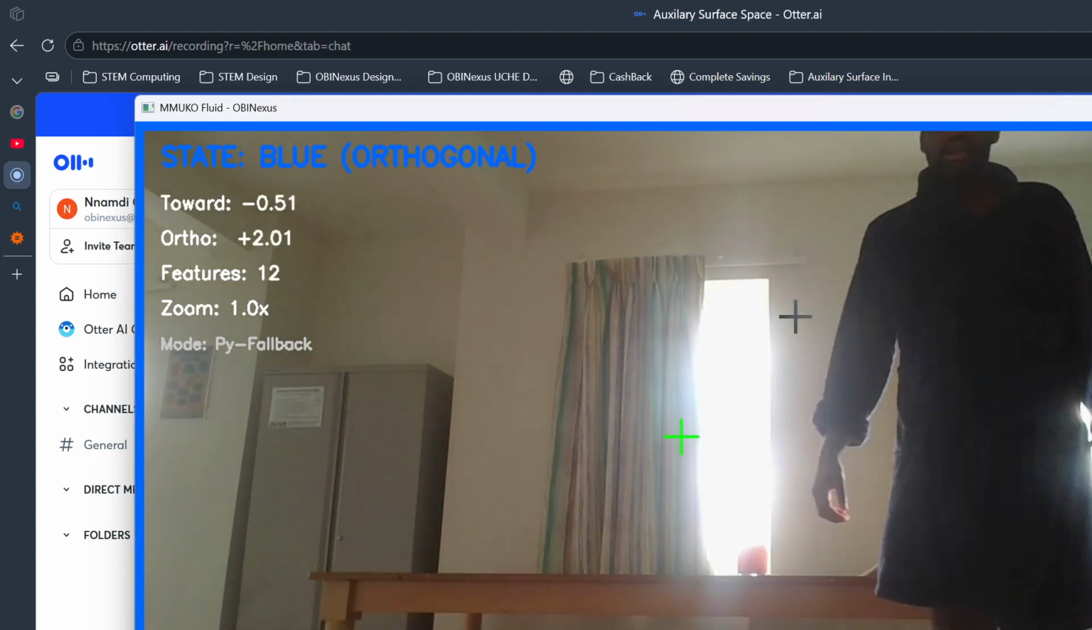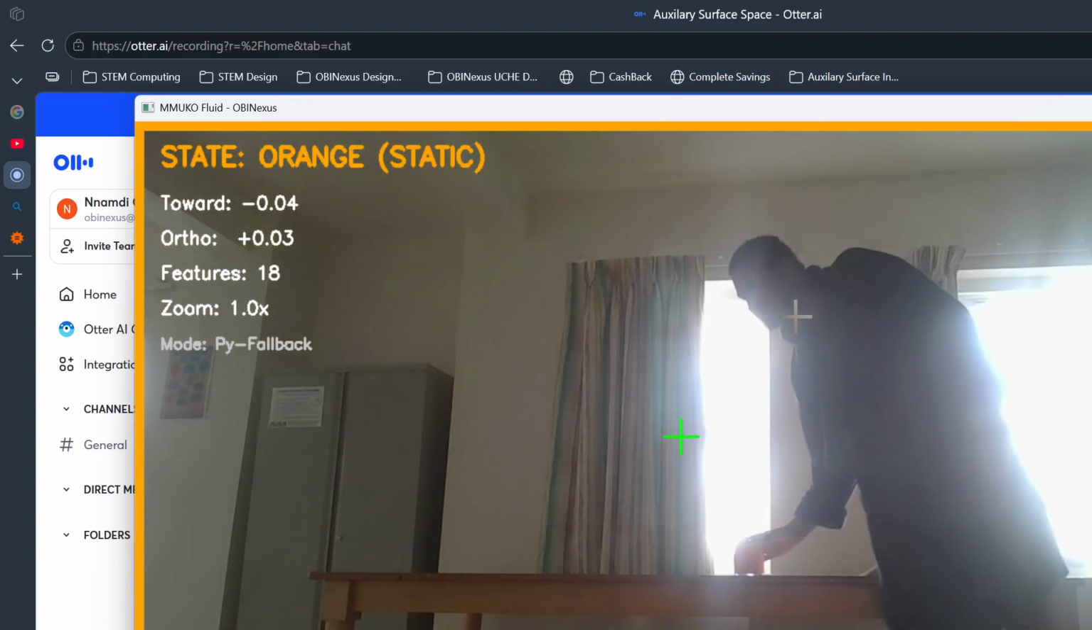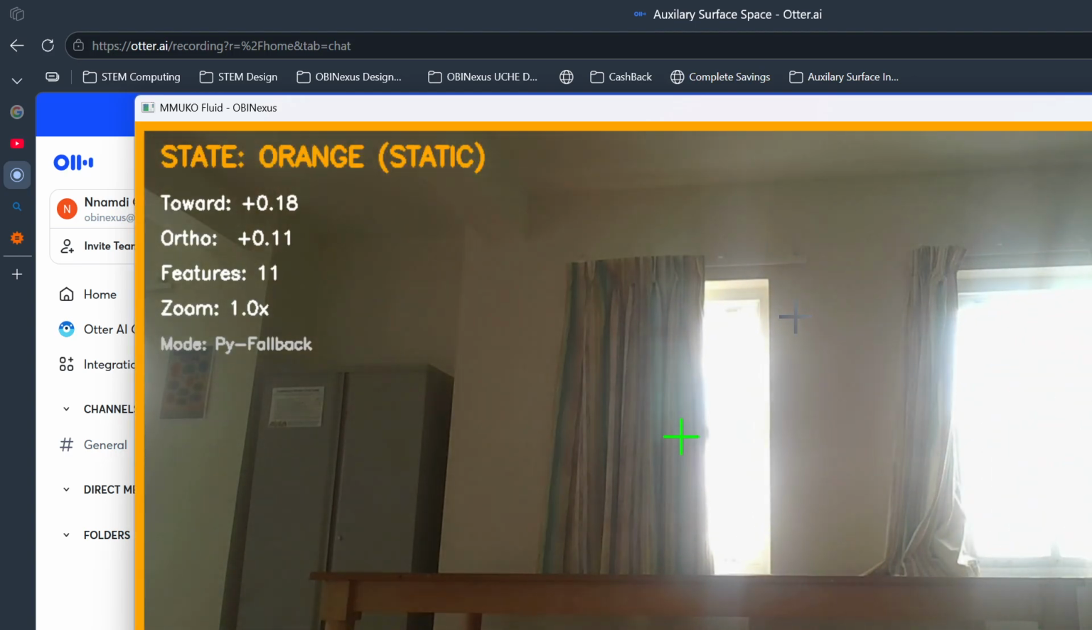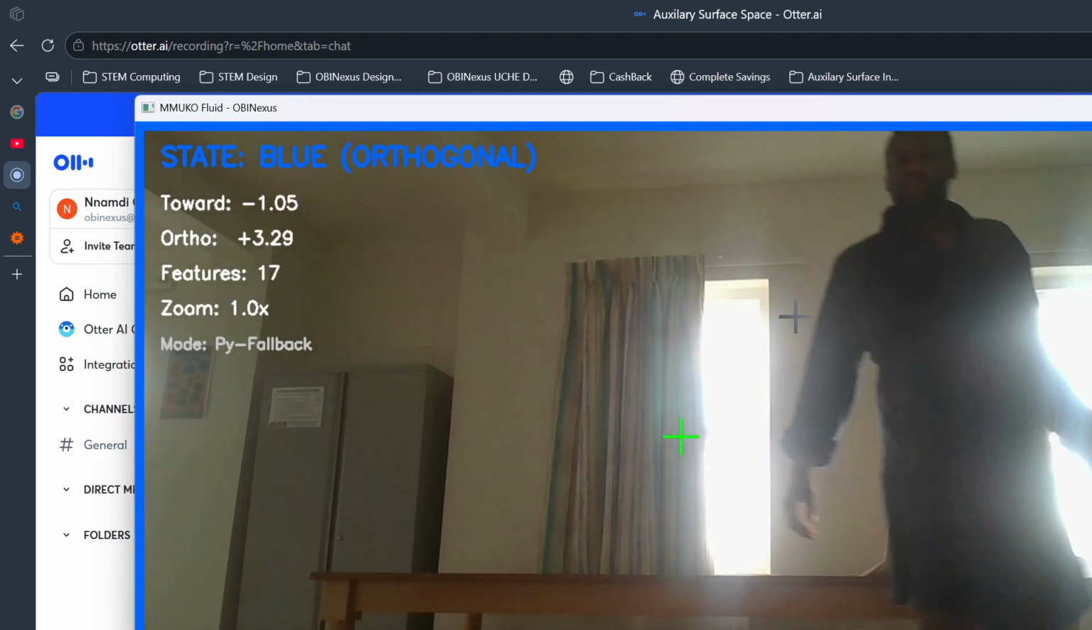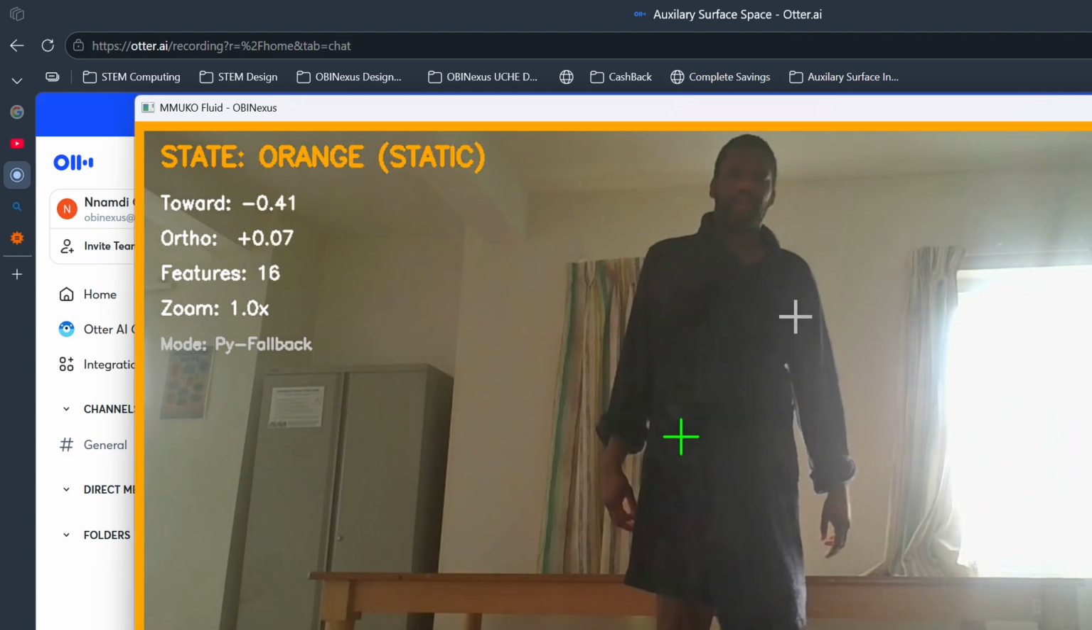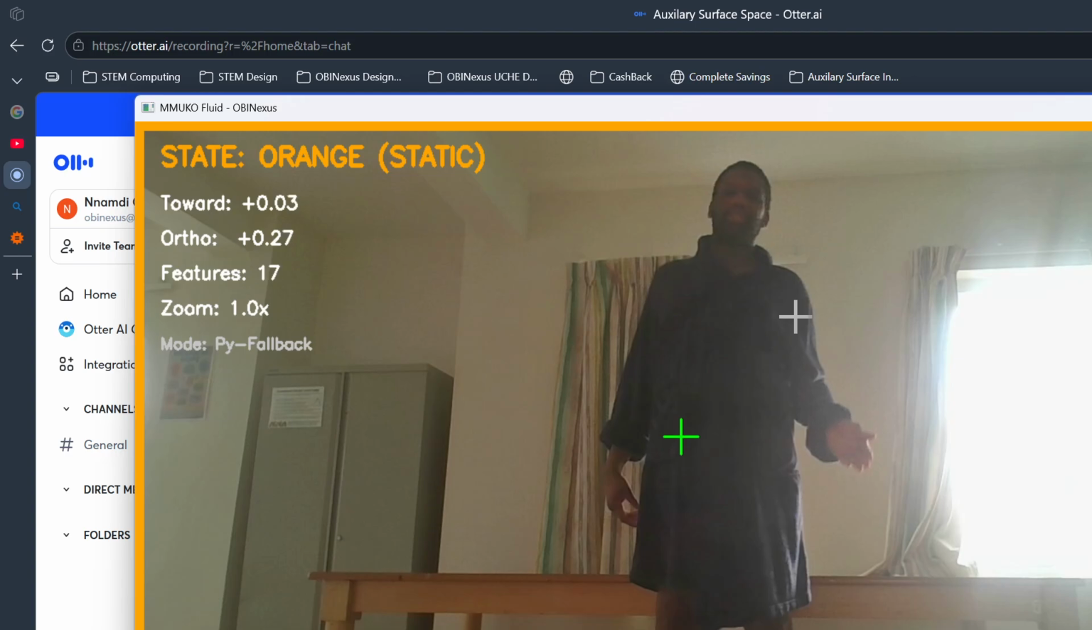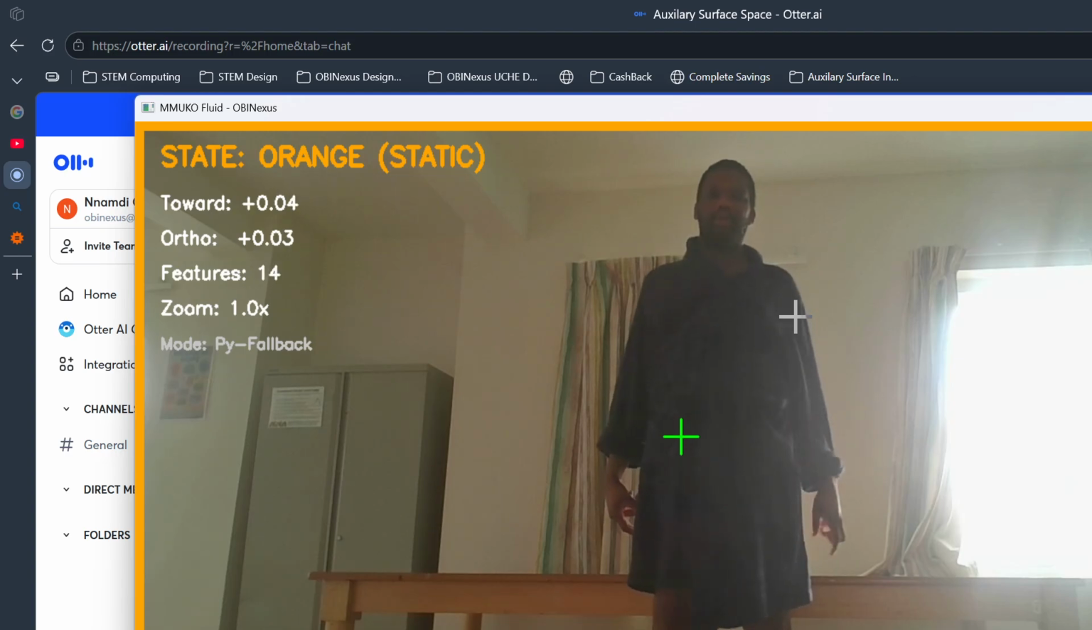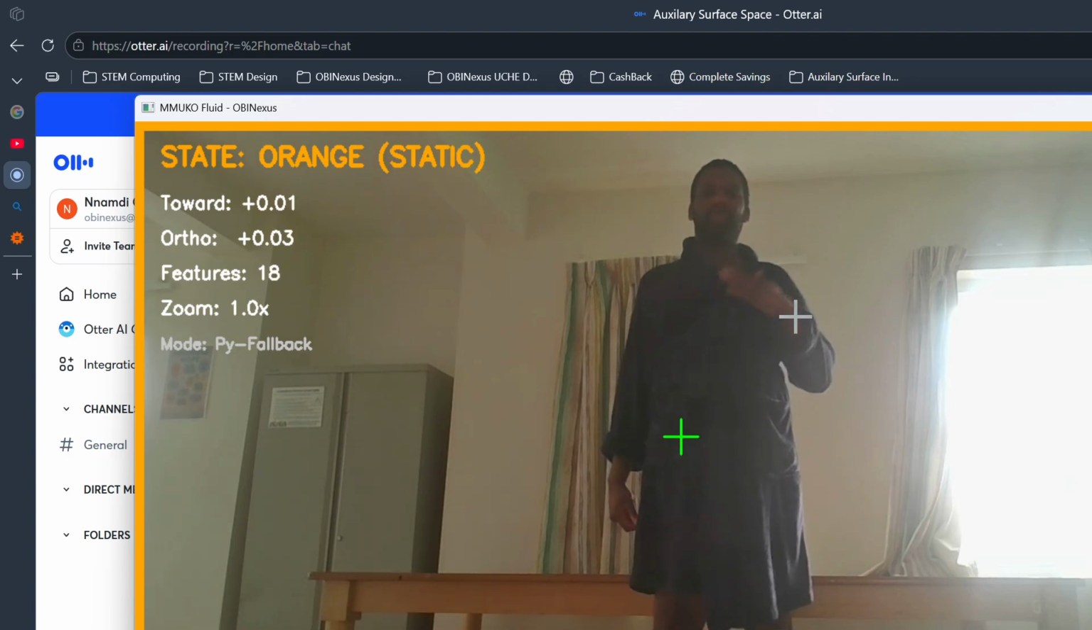So basically, let me use me as the target. I'm the target now. So here, I'm orange. See, basically, this is an auxiliary system. It sees me, and I'm orange. It's not moving away from me, but it's tracking me. It's tracking me, but it's tracking its movement.